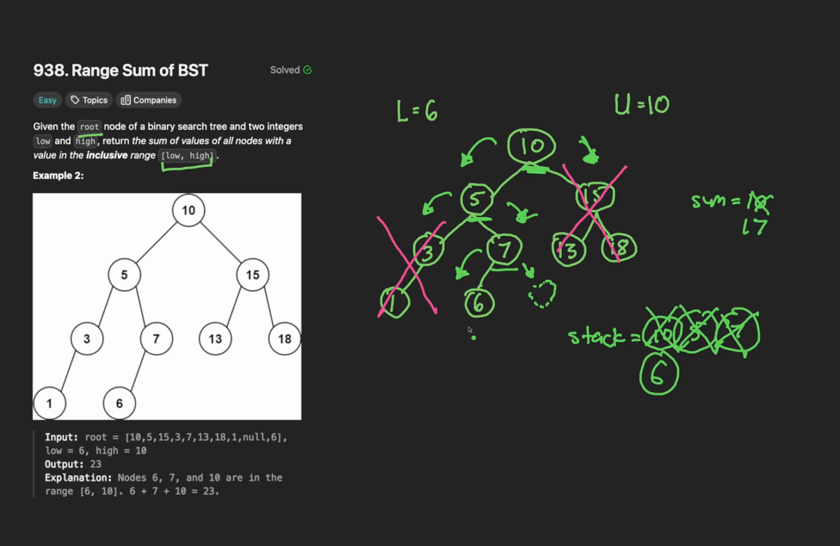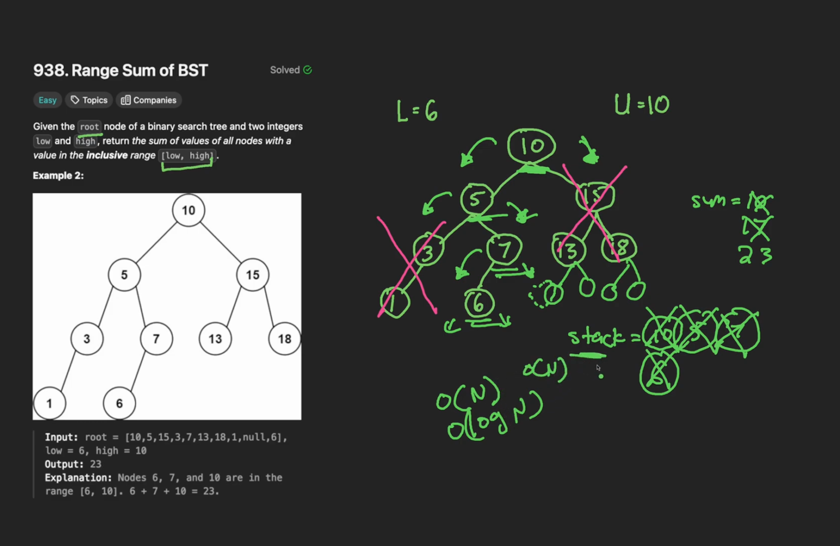As the last iteration in our while loop, 6 is in range, add that to our sum, pop it from our stack, and there's nowhere else to go. To summarize, the time complexity is big O n, but you can see how if this was a perfectly balanced tree, that we only really explored one node per level, that's best case of big O log n. As for space complexity, it's also big O n because of our stack.